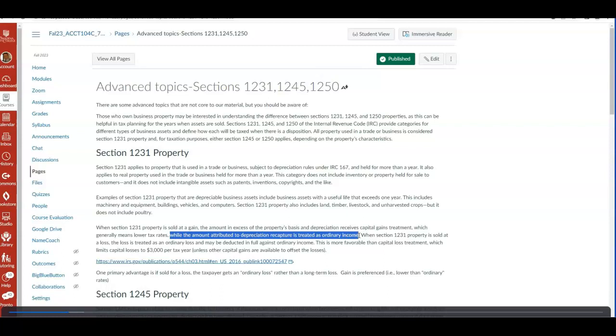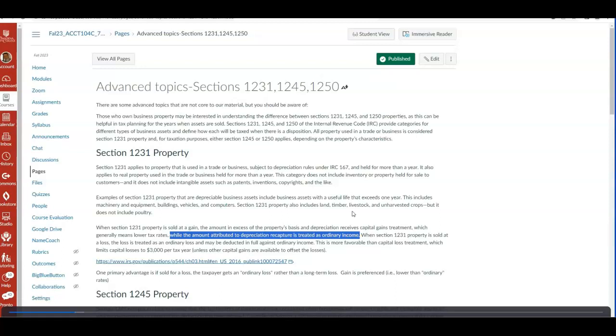So anything that is related to recaptured depreciation has to be considered ordinary income and will be taxed as such. Why? The answer is easy, because when you depreciate the property, you reduce your ordinary income. And when you reduce your ordinary income, you pay less ordinary tax, right? Your ordinary tax will be lower because of that depreciation.